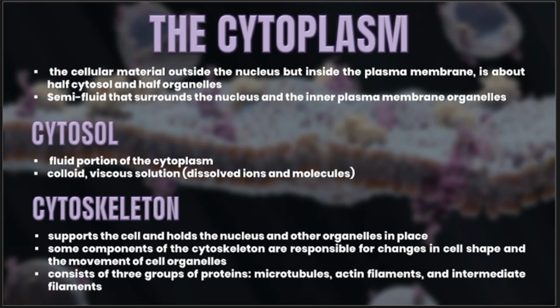In fact, your cytoskeleton is composed of three groups of proteins. Namely, we have microtubules, actin filaments, and intermediate filaments. Microtubules provide structural support, and serve as tracks for the movement of organelles. Actin filaments, on the other hand, are involved in cell movement and shape changes. And lastly, intermediate filaments provide mechanical strength and also help in the maintenance of cell integrity.